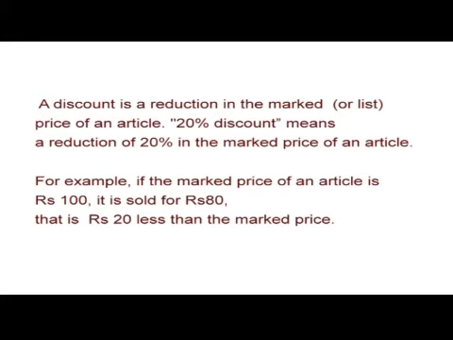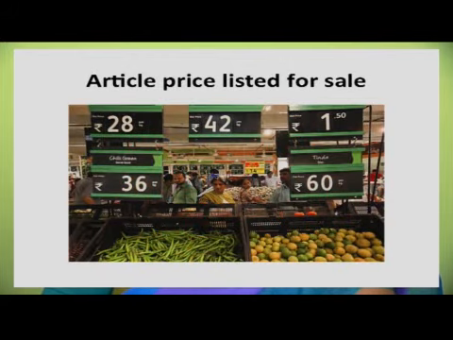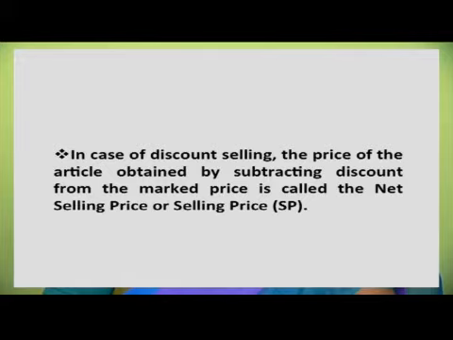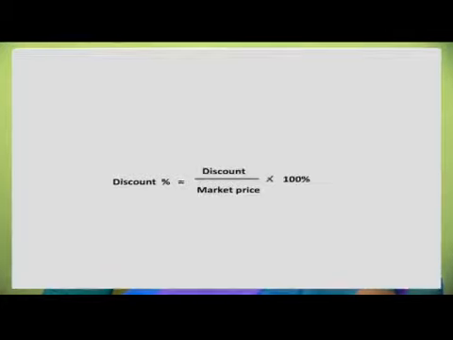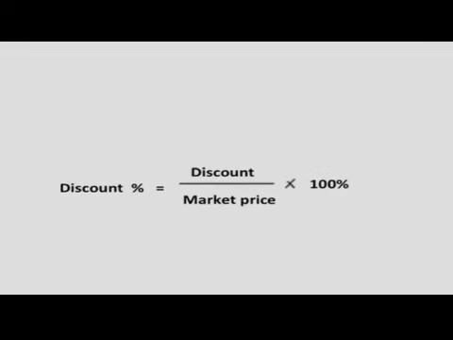So, let us define the terms. The market price MP of an article is the price at which the article is listed for sale. Since this price is written on the article, it is called the market price. Discount is the reduction from the market price of an article. Net selling price. In the case of discount selling, the price of the article obtained by subtracting the discount from the market price is called the net selling price or selling price. Now, let us move on to the formula to find out the discount percentage. Discount percentage is equal to discount by market price into 100%.